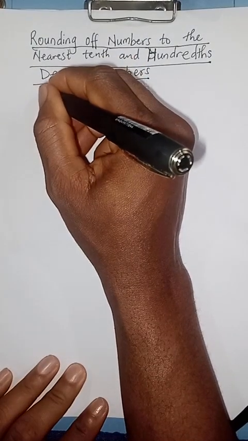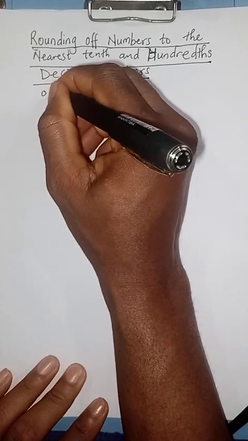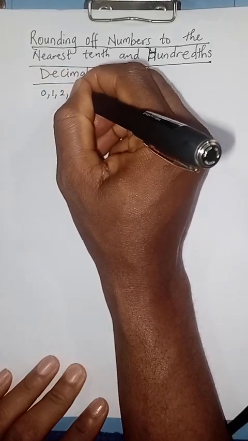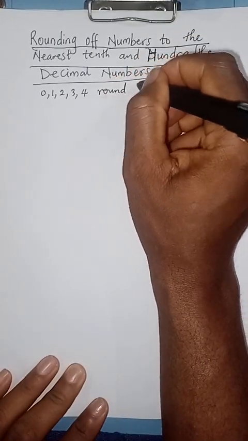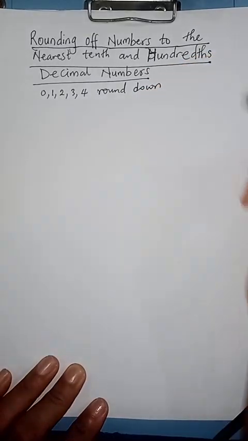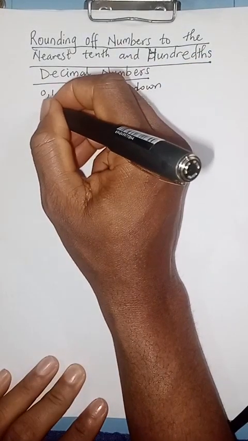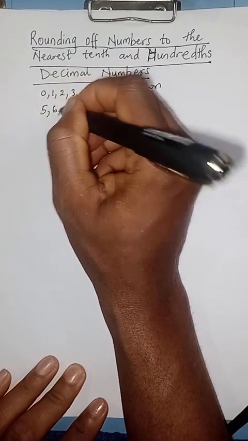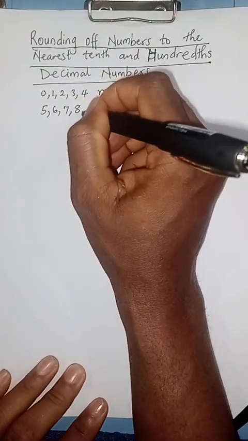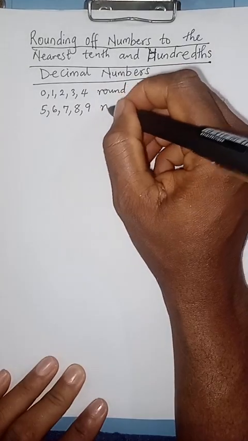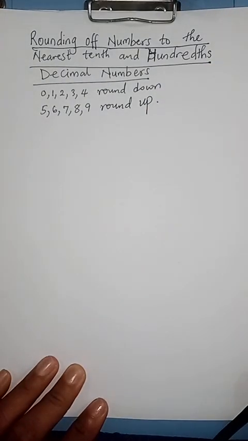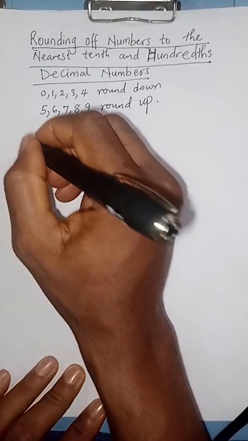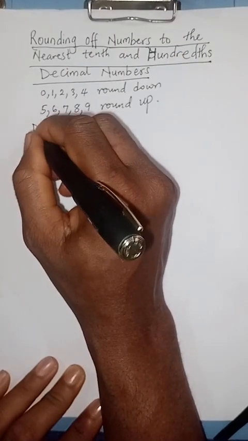If the number is 0, 1, 2, 3, 4, round down. But if the number is 5, 6, 7, 8, and 9, you round up. So let's do this. These are decimal numbers.